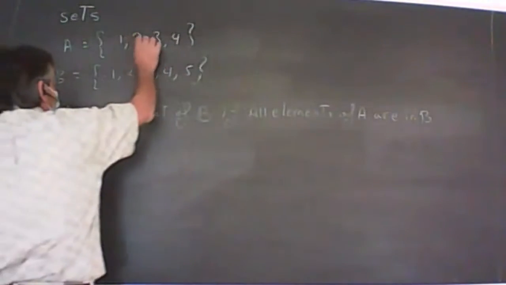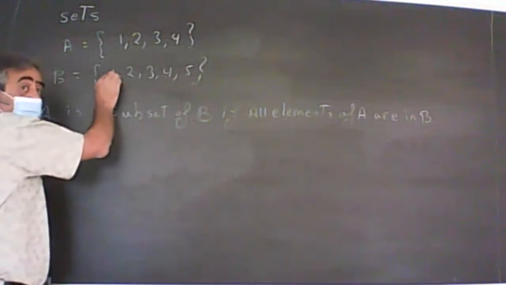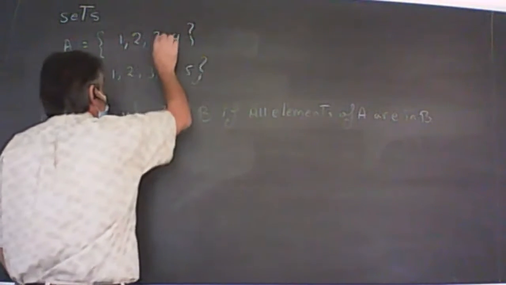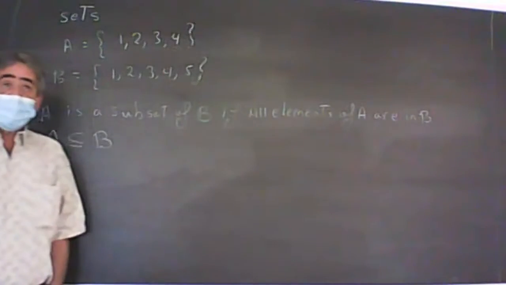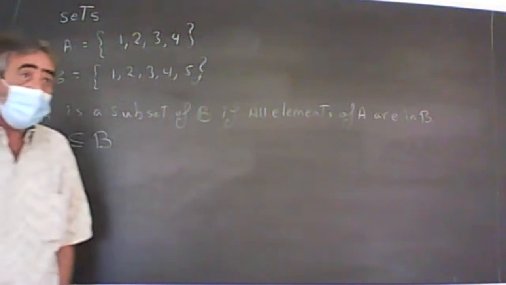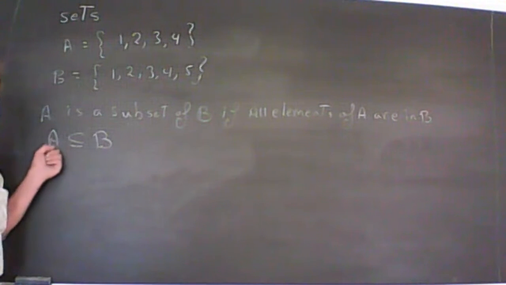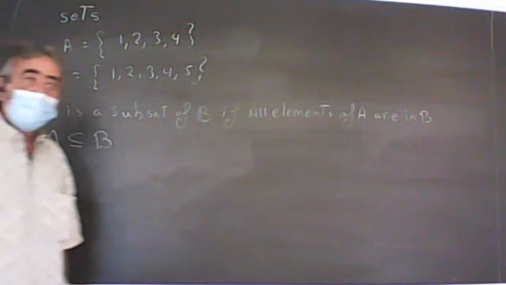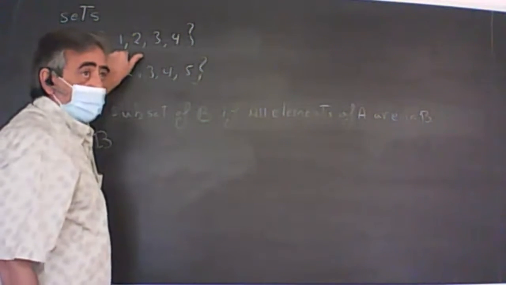So when I look at the elements one by one, say 1 is in A, it's also in B. 2 is in A, it's also in B. 3 is in A, it's also in B. 4 in A, it's also in B. So that means every element in A is in B. We say A is a subset of B. Yes? Now, B is not a subset of A.